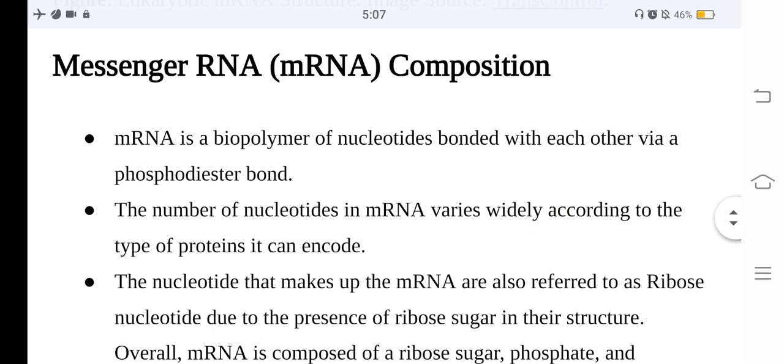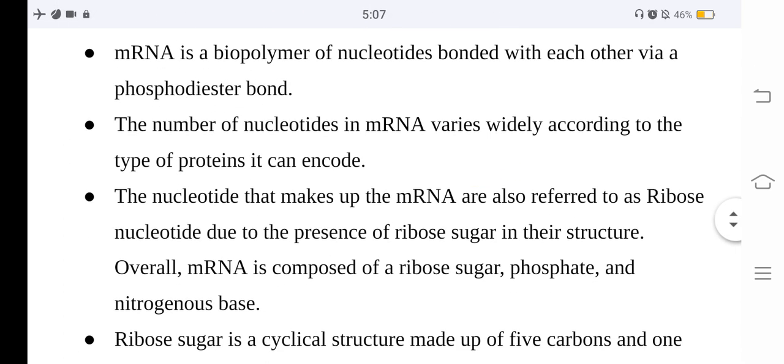Then messenger RNA composition. mRNA is a biopolymer of nucleotides bonded with each other via phosphodiester bonds. The number of nucleotides in mRNA varies widely according to the type of protein it encodes. The nucleotides that make up the mRNA are also referred to as ribonucleotides due to the presence of ribose sugar in their structure. Overall, mRNA is composed of ribose sugar, phosphate, and nitrogenous base.